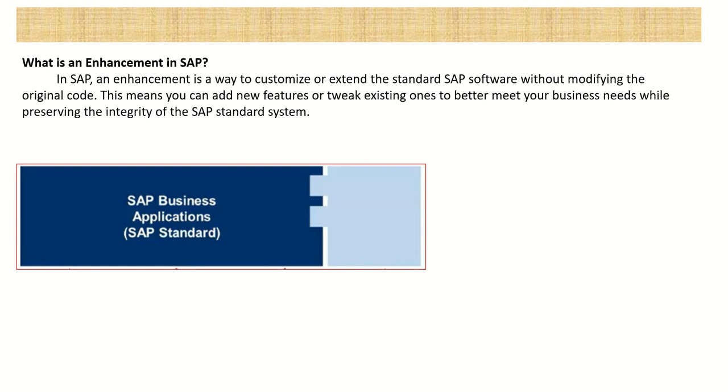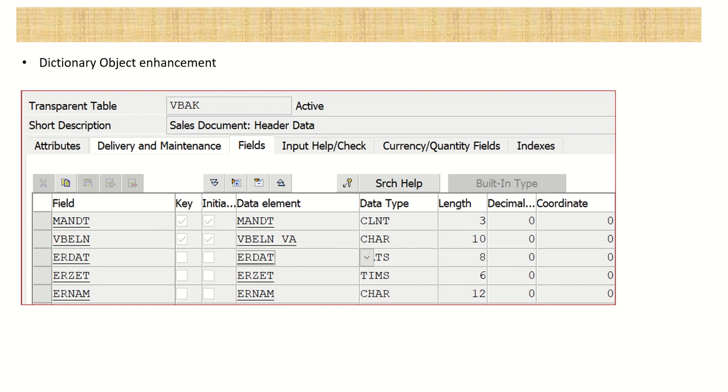Now, what are the different objects, and which objects can we enhance? Let's have a look at the standard SAP objects and how we can enhance them. First, look at the SAP standard table. This is the transparent table VBAK, which stores the sales document header data. SAP has given this standard table VBAK with around 100 fields. But to meet a business requirement, your customer wants some additional fields in the sales order header. The additional fields we can add in this VBAK table through an append structure or CI include.